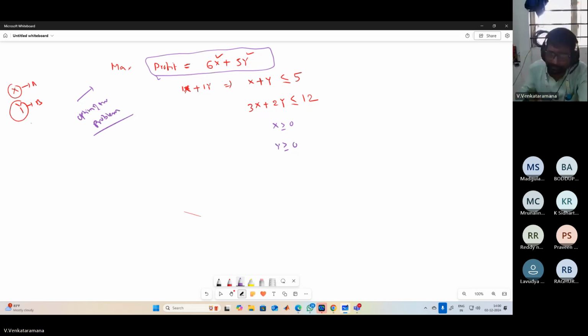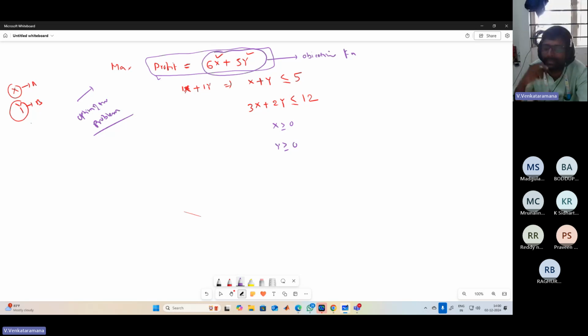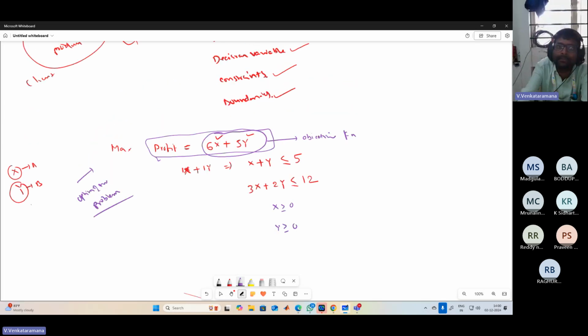Okay. Now, my intention in explaining all these things is to show the different components that exist in the mathematical modeling of an optimization problem. The first part is called the objective function. Objective function means the function we are going to either maximize or minimize. That is the optimization problem. So that's what I mentioned in the previous case.